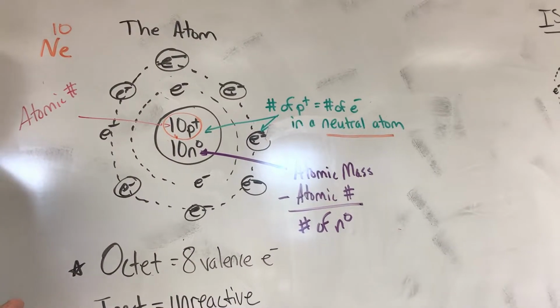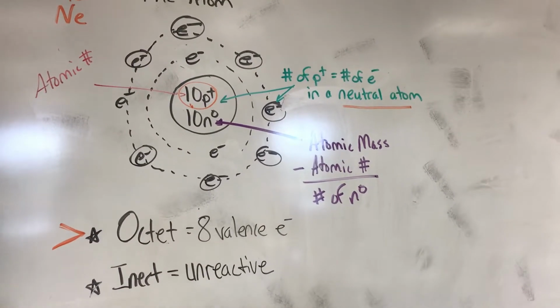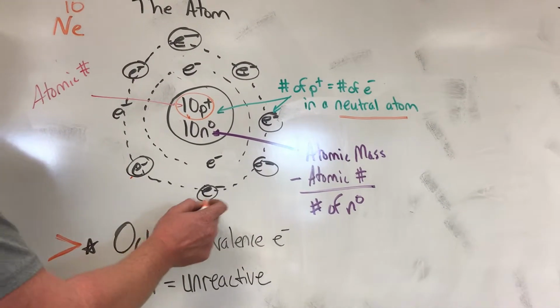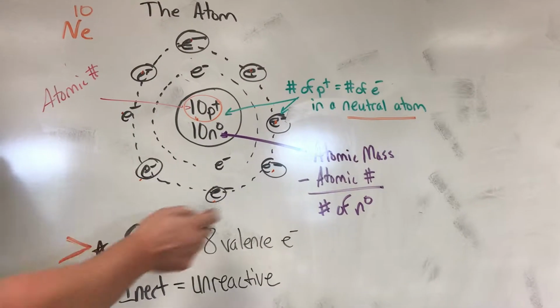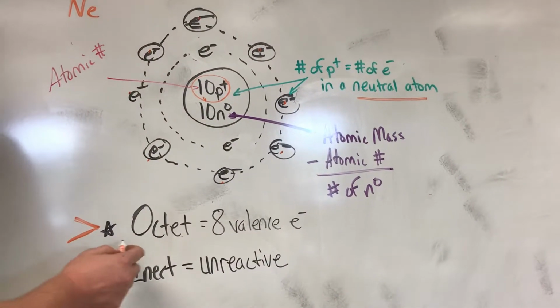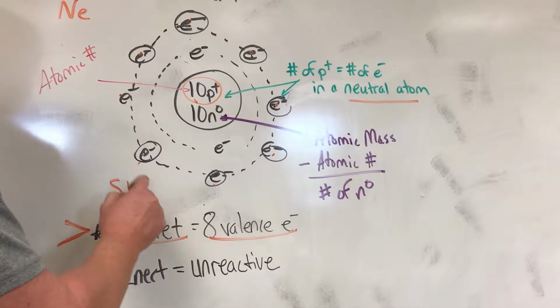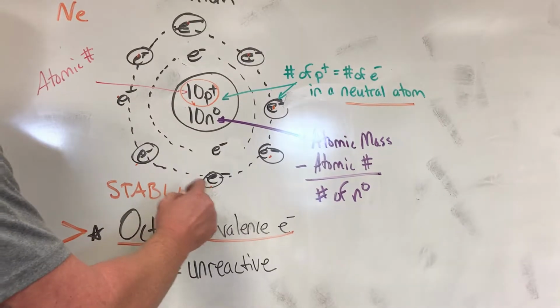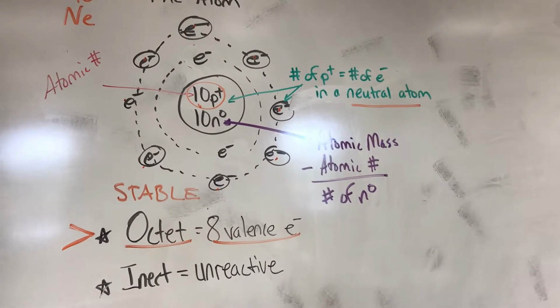number of neutrons. If we look down here at the octet, an octet means you have 8 valence electrons. 1, 2, 3, 4, 5, 6, 7, 8. These are our outer electrons. If it has 8 valence electrons, then it is stable. These are known as the noble gases or the inert gases, which means unreactive.